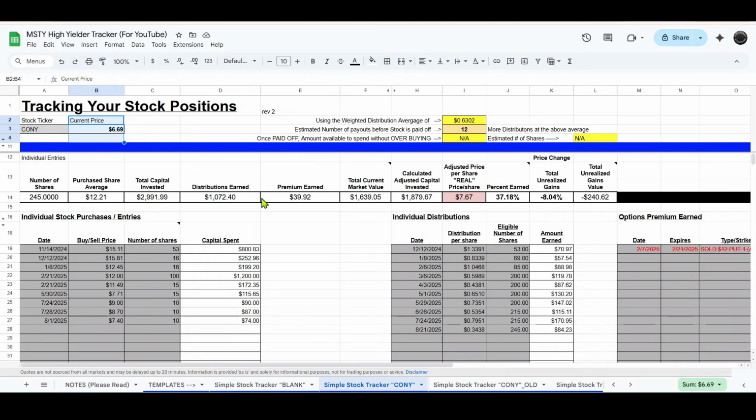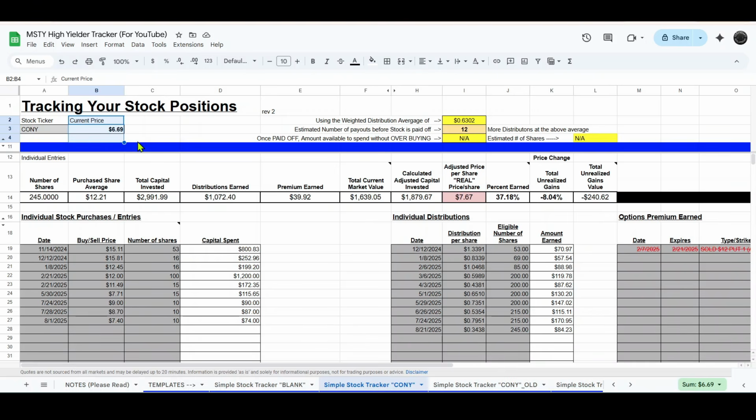But if you're not, you're still just earning the distributions. But a lot of times it's hard to really understand where your price is, right? You know what you purchased it at because you can see that on your broker. I can see that my average is $12.21, but I see the actual price of CONY at $6.69, and that just changes how you feel. It can bring you down because you bought it at an average of $12.21 and it's $6.69.